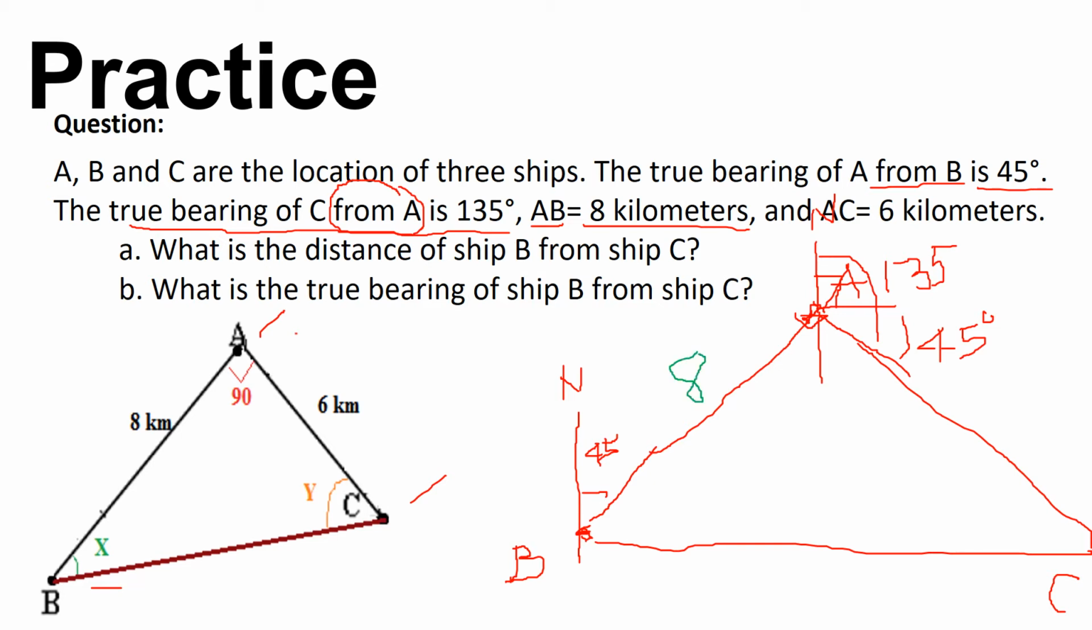And AC is 6 km. This is 6 km. What is the distance of ship B from ship C? And what is the true bearing of ship B from ship C? So we have to solve for all the relevant angles and all the relevant sides.